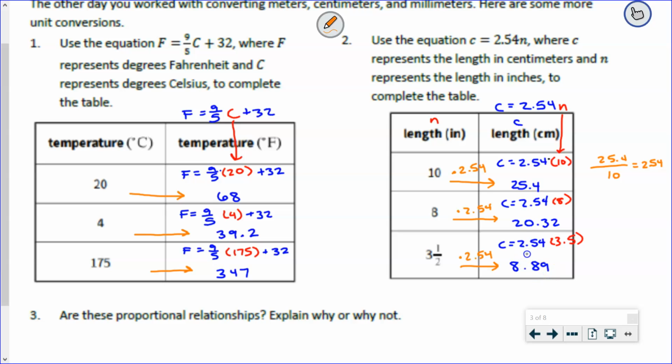And again, we know that because that's literally the calculation that we did, isn't it? We took the 3.5, we multiplied it by 2.54, and that's how we got the 8.89. So we're able to find a constant of proportionality here. Is there a constant of proportionality here? Carter.